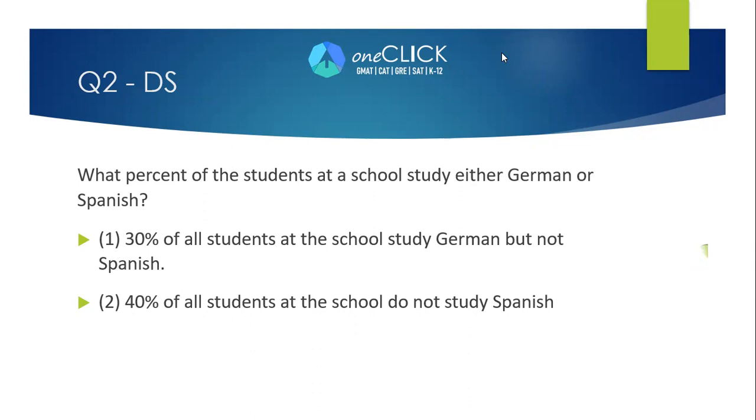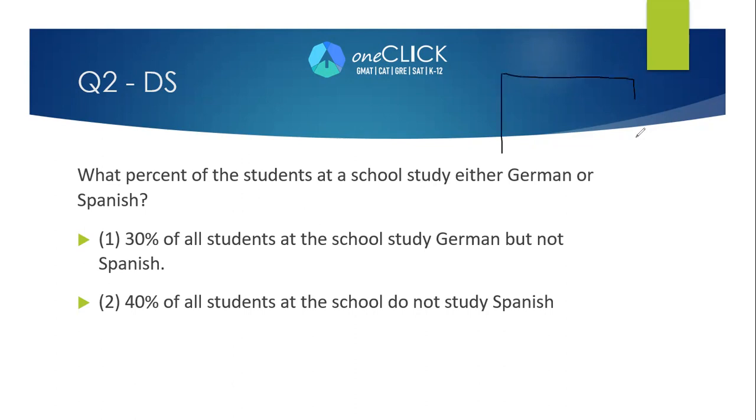All right. Anyone with the answers? No one? All right. Okay, let's see. So what's it saying basically? It's an overlapping sets question, right? So you have what percent of the students study either of the two? Either or means we're talking of the union here.